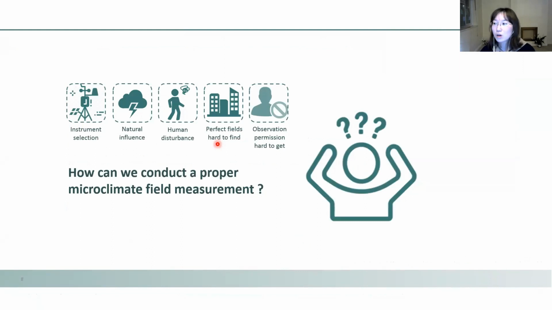So now, we know how important field measurement is, but I have to say field measurement contains many details that would influence the accuracy of measurement results. And our landscape students may not have enough experience in how to select the instrument, how to select the field site, and how to respond to unexpected conditions. So therefore, we need a guideline to tell us how to conduct a proper microclimate field measurement.